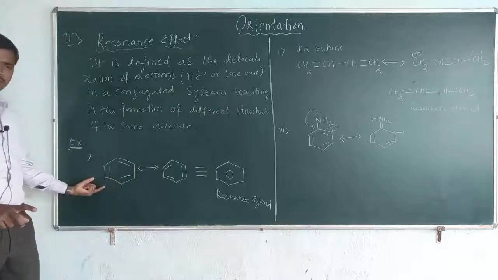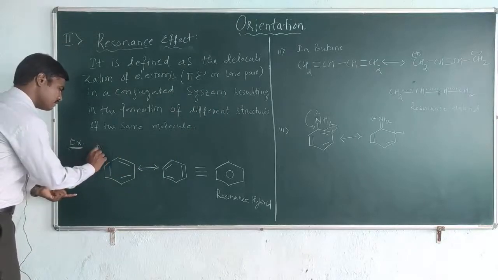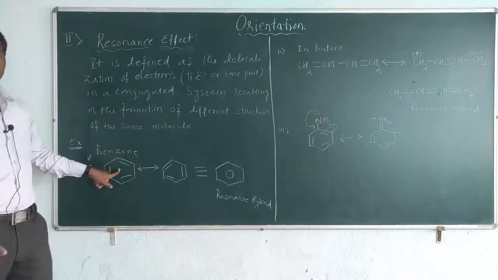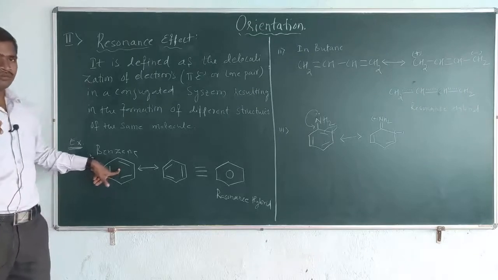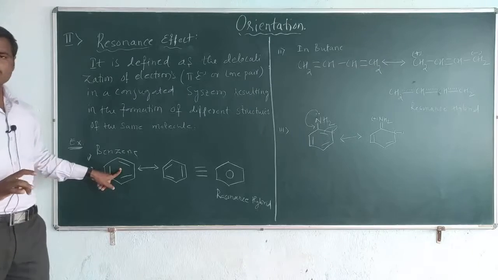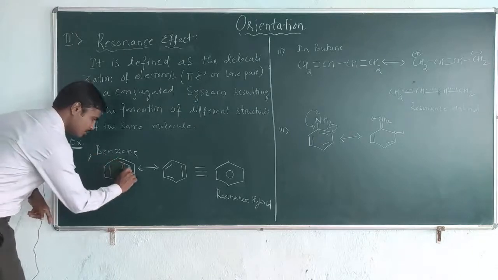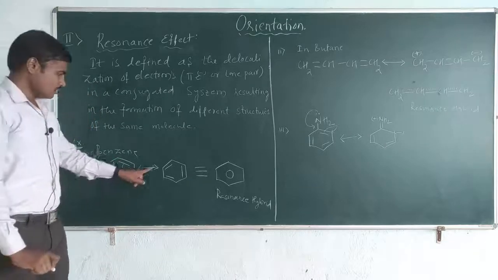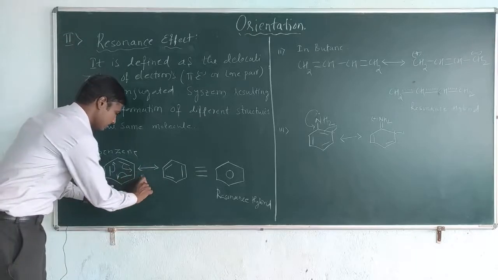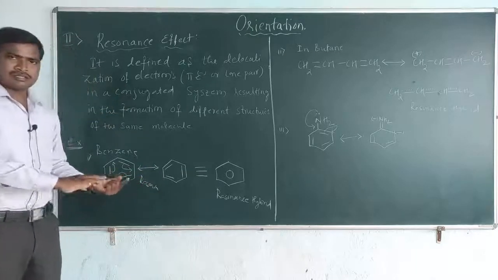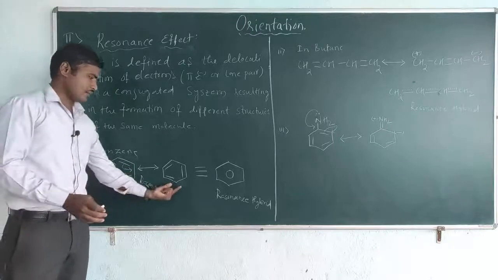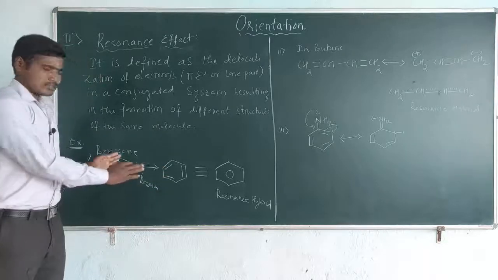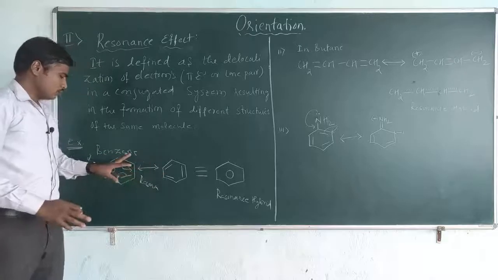We can see an example here, that is benzene. We know benzene contains three alternating pi bonds. Due to the delocalization of the pi bonded electrons, delocalization being the shifting of electrons, we get different structures of the same molecule. So here we can see the difference in the position of the double bonds.